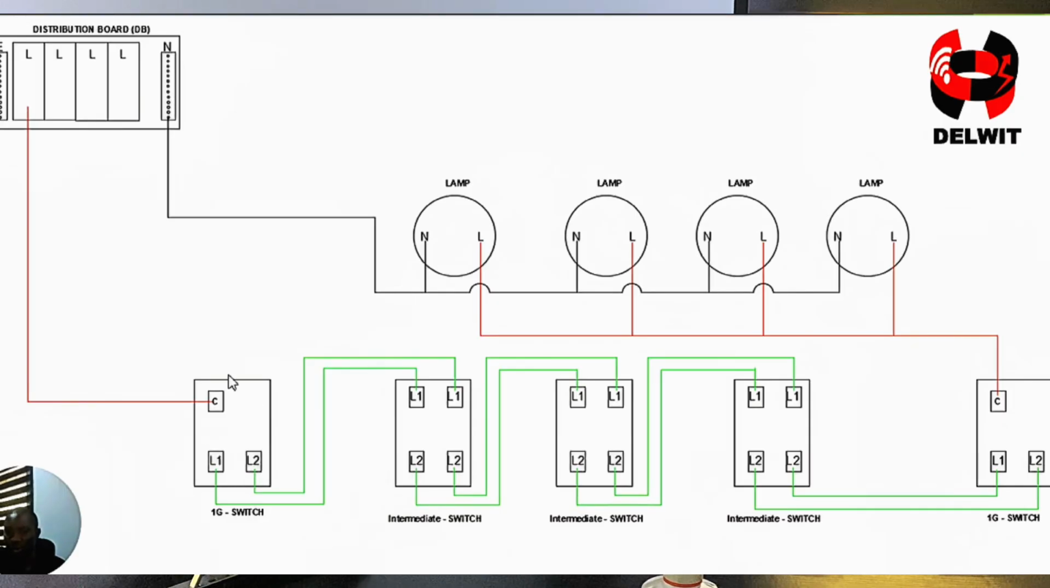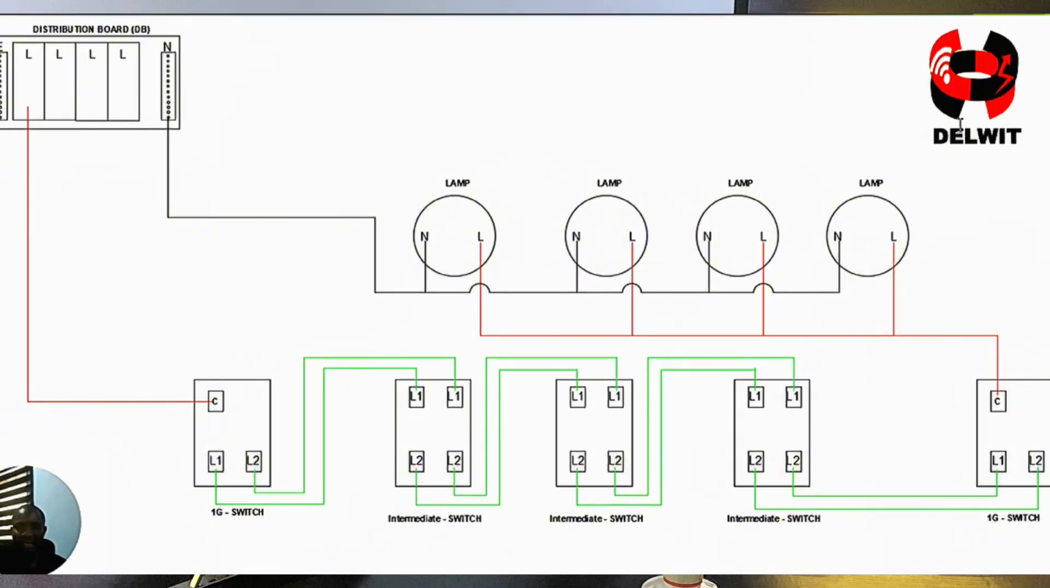This is a one-gang two-way switch. This is an intermediate switch. This is an intermediate switch. This is an intermediate switch, and this one-gang two-way switch. So in this case, this is going to be our ground floor, this is our first floor, second floor, third floor, and fourth floor.